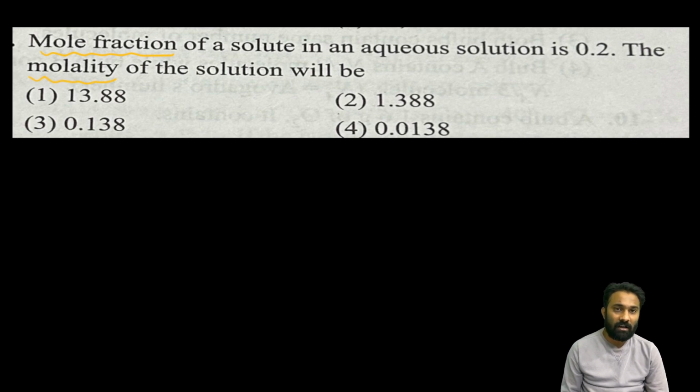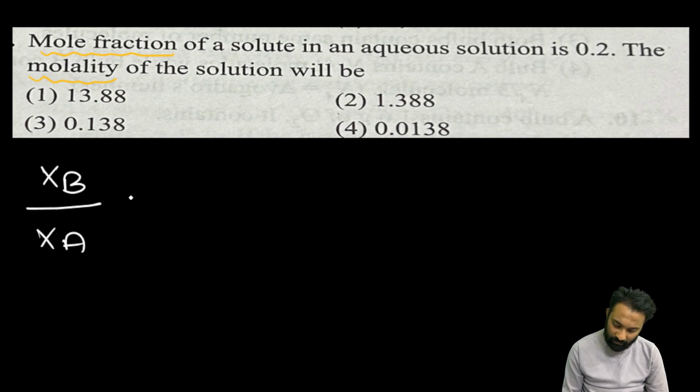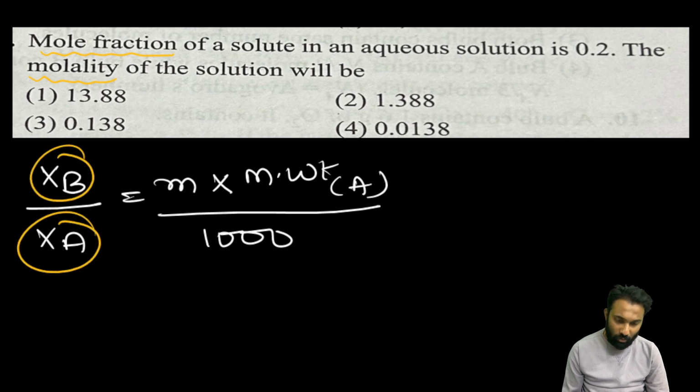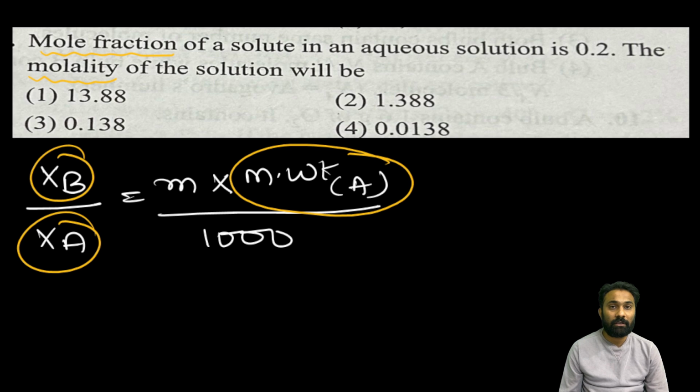Just now we got one relation, right? What is the beautiful relation we have seen? Chi B by chi A is equal to molality into molecular weight of solvent by 1000. Okay, sir, here there is no chi B, there is no chi A, and there is no molecular weight of the solvent they have given. Sir, how can I calculate and get the answer?